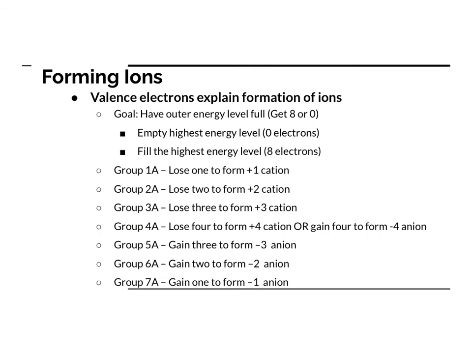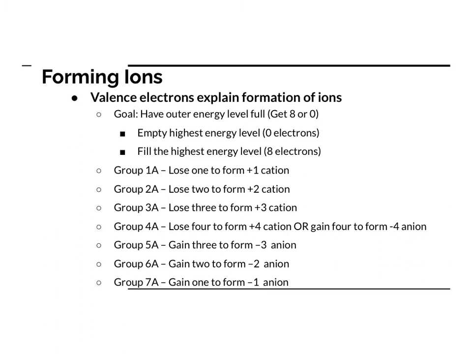Okay, so with forming ions, recall that atoms are going to react or change in order to become more stable and have their outermost energy level completely full. So the goal is to have that outer energy level full. That means these atoms are either going to get 8 electrons in their outer energy level, or they're going to have 0 in their outer energy level, which makes the second outermost energy level the full energy level. It makes them happy.